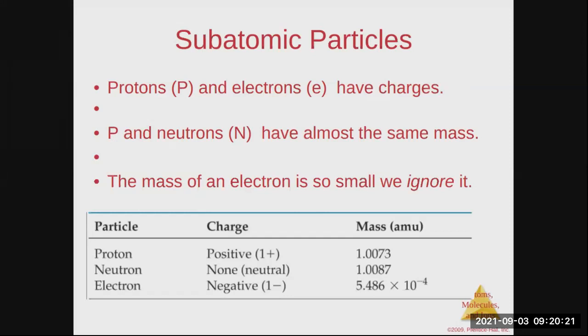So subatomic particles, we've seen the background as to how we got to know about them. There's a proton with a positive charge and an atomic mass unit of approximately 1. There's a neutron and the neutron.